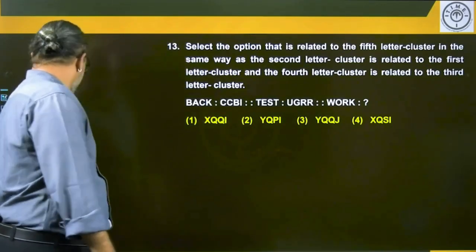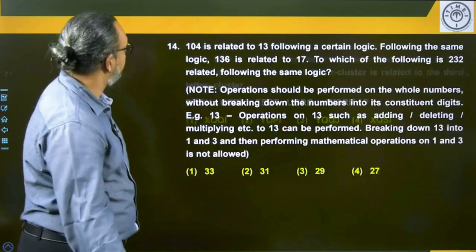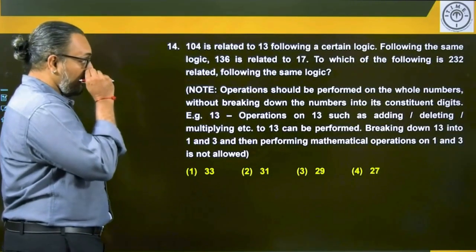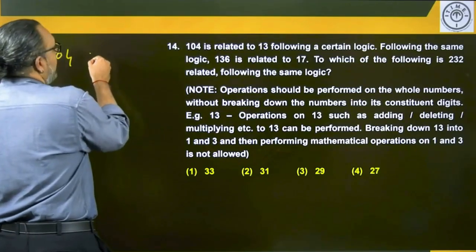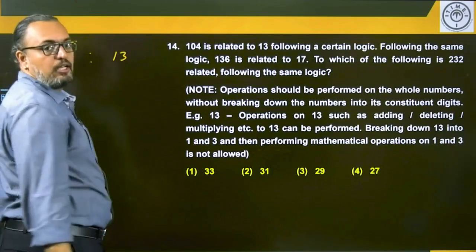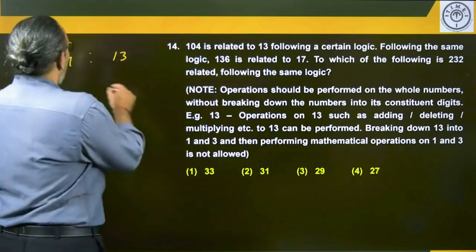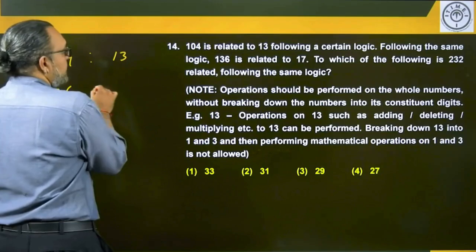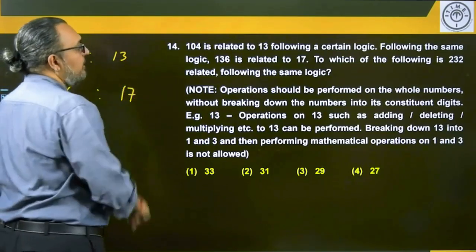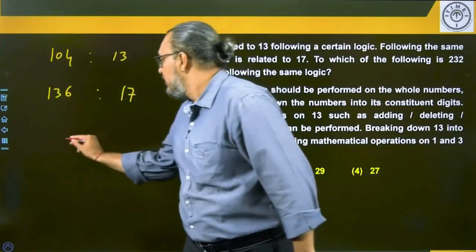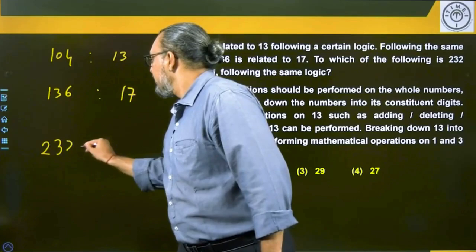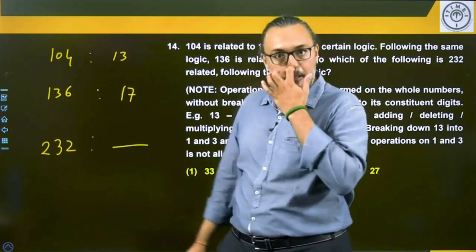Right. Then next. Yeah. Again back to number. So, it says 104 is related to 13 following a certain logic. Now, following the same logic, 136 is related to 17. Now, to which of the following is 232 related following the same logic? Now, 232 is related to which of the following logic?